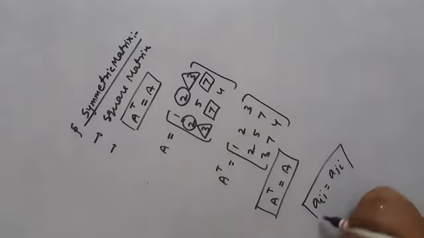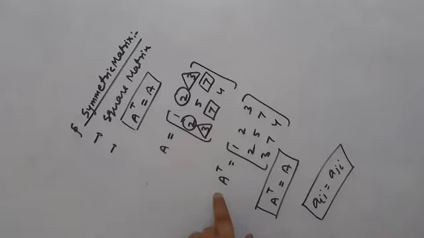Now write down: the elements of a symmetric matrix are such that aij equals aji. Now write down this example.